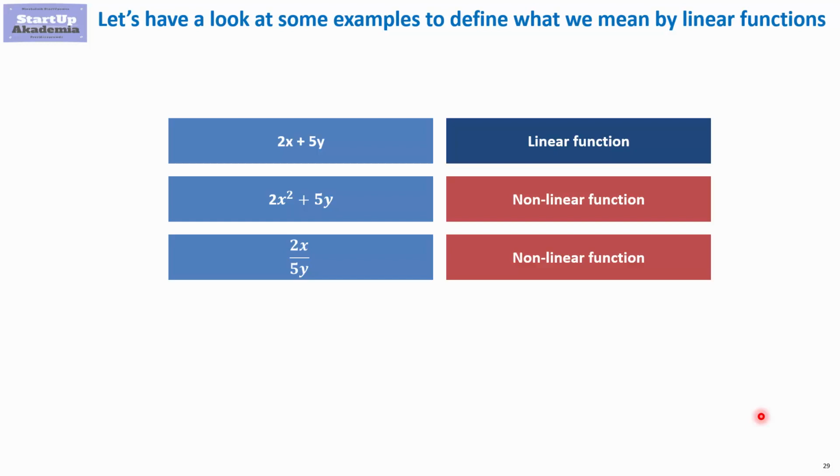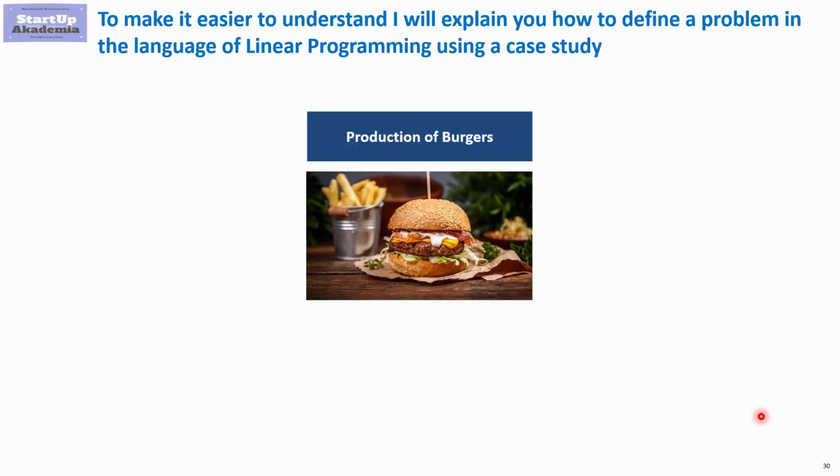In order to show you how you define the goal function and constraints, we're going to use, in the next few lectures, a case study of a producer of burgers that wants to find the optimal production mix for his factory, where he's producing two types of burgers, so classical burger and cheeseburger. So let's have a look at the case study and see how we will define the goal function and the constraints using the language of linear programming.